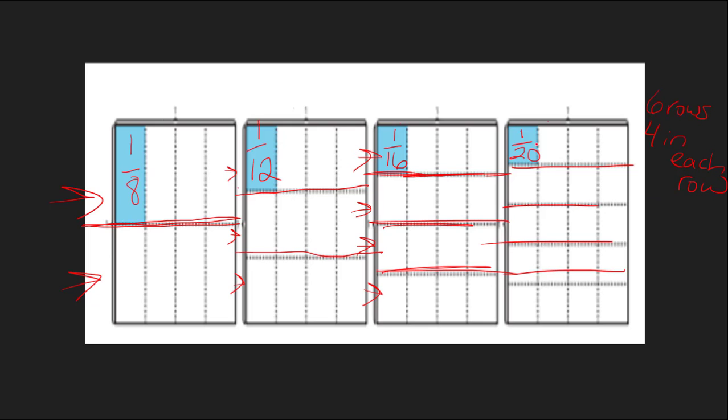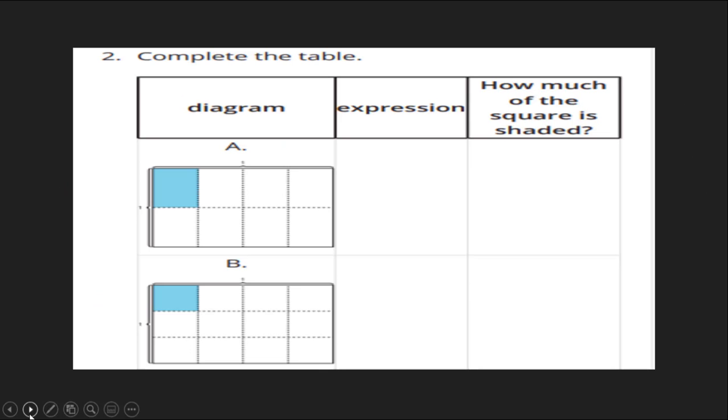So our next one would probably be 1/24. So what are we doing here? Well, we're counting by 4s. Okay, let's complete this table.